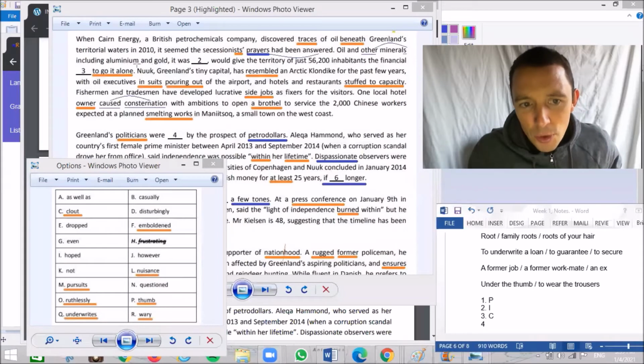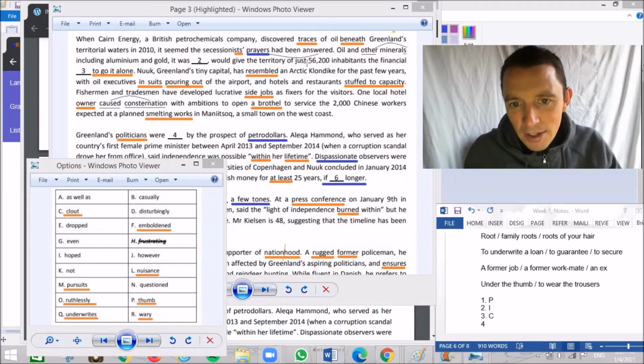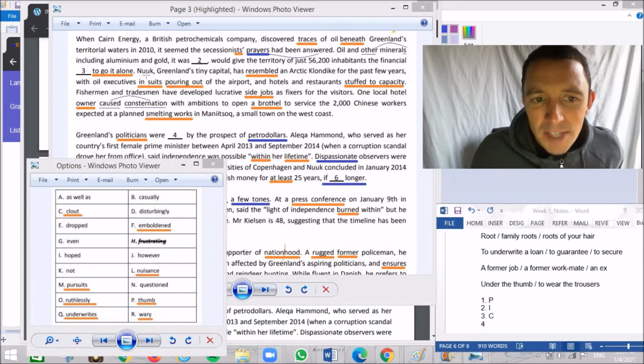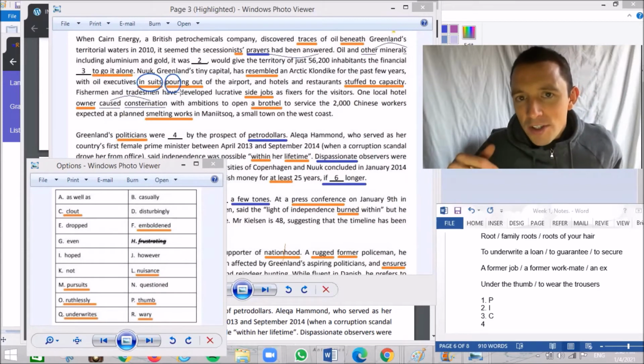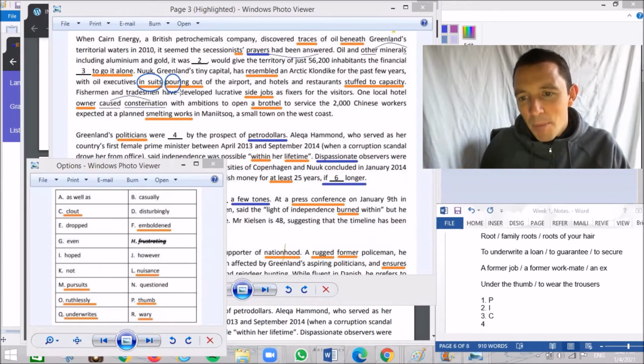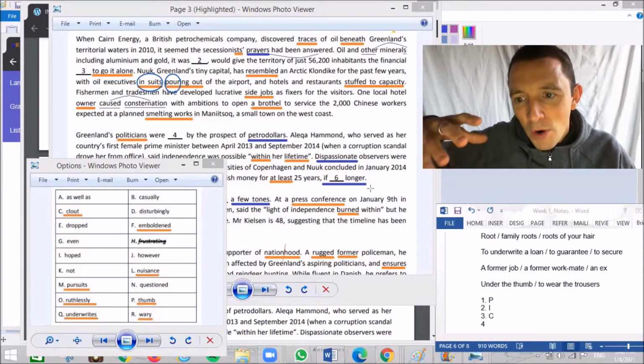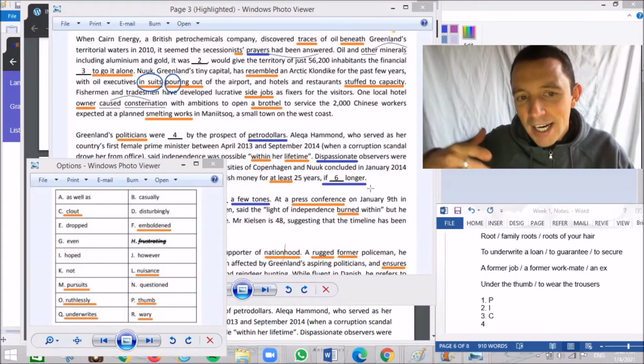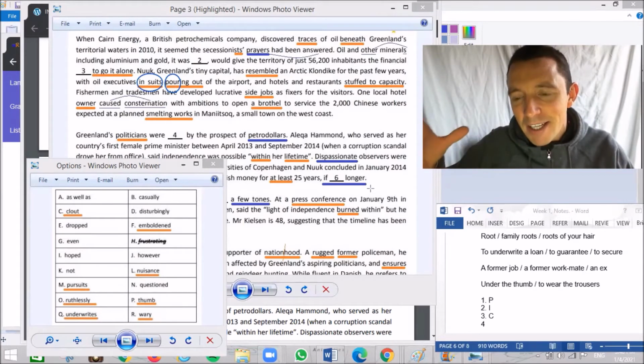And Nuuk, Greenland's tiny capital, has resembled, good vocabulary, an Arctic Klondike, no idea, but very specific, for the past few years, with oil executives in suits, pouring out. So pour is related to water and the drink. So you pour the drink, it's this action to pour. So pouring out of the airport is like dejar, to leave, with a lot of people leaving the airport. In relation to rain, if it's raining a lot, we say it's pouring, pouring, pouring. So it's a lot of rain. And here's the same, a lot of people leaving the airport.